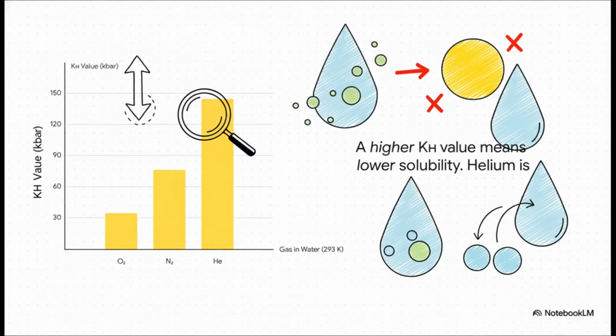But here's the catch. A higher KH value actually means lower solubility. It means the gas is more stubborn. It's less willing to dissolve. So if you look here, helium has a crazy high KH value. It really resists dissolving in water, compared to, say, oxygen, which has a much lower KH.